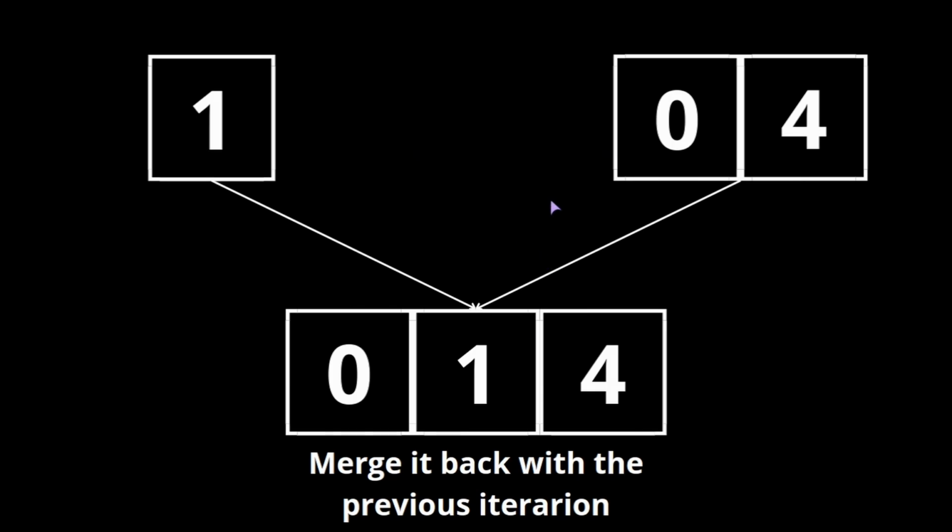And then we're going to merge it back together with the number 1 that has been left behind from the previous iteration. Now we're just going to merge this number 1 with 0 and 4, so two arrays, and we're going to merge them in a sorted format.